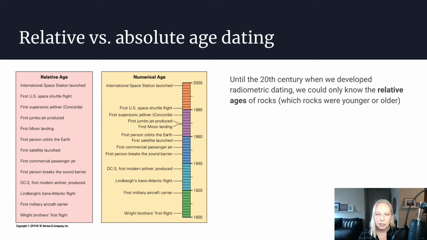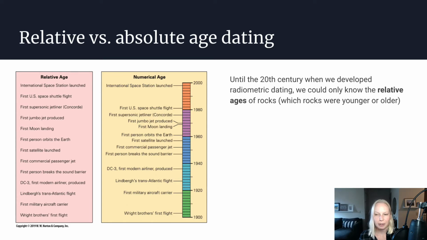You can see a different example of relative versus absolute or numerical age dating here on the screen. There's this sequence of events from the Wright brothers' first flight all the way to launching the International Space Station, and these are listed in order of when these events happened. But on the left, there are no actual dates given to these events. On the right, however, you can see that the Wright brothers' first flight occurred sometime after 1900, and then you can see those dates all the way through to when the International Space Station launched.